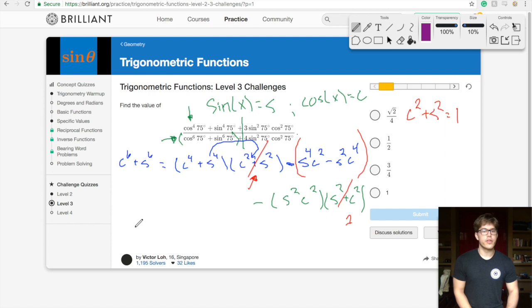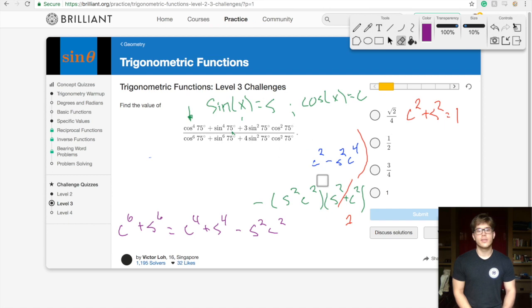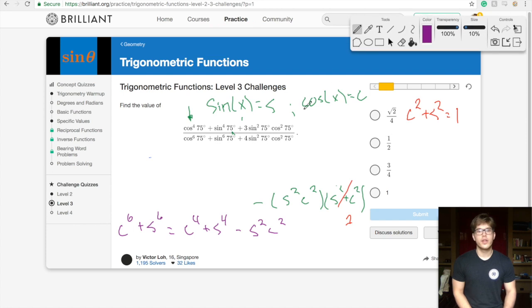We are left with cosine to the sixth plus sine to the sixth. This must equal cosine to the fourth plus sine to the fourth minus sine squared cosine squared. All right, that looks pretty good. Let's erase and clear up some space, and look back at what we have.